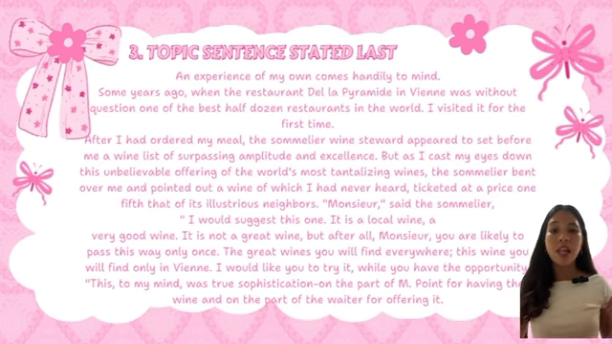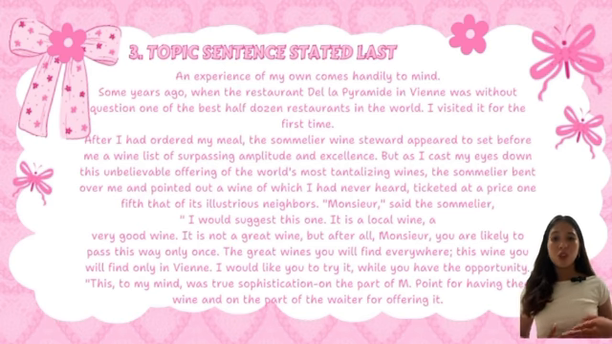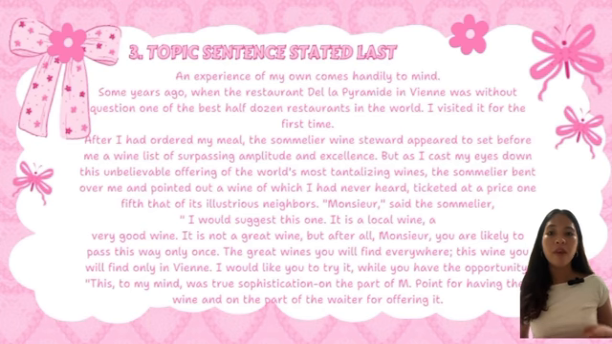So the story seems like just an experience at first, but in the last sentence, the writer reveals the main idea: "This, to my mind, was true sophistication on the part of Monsieur Point for having a wine, and on the part of the waiter for offering it."